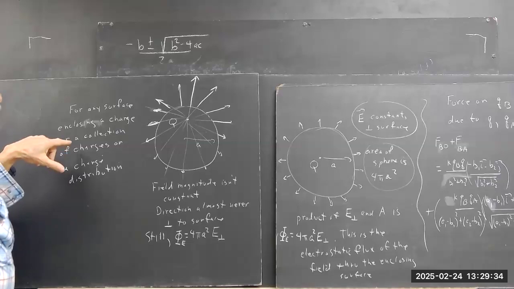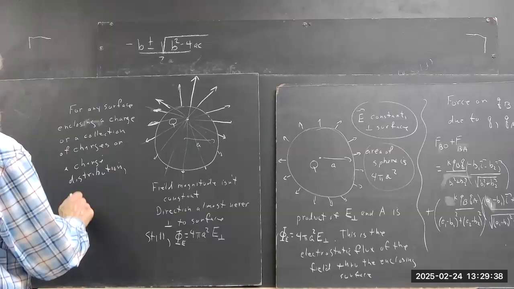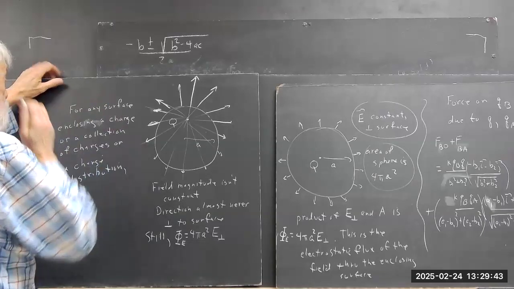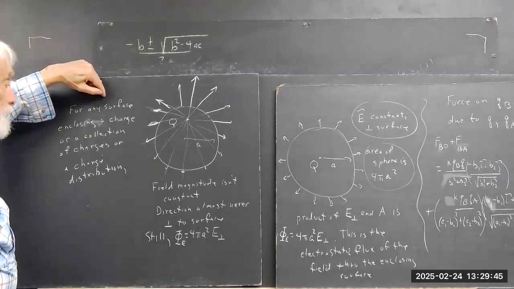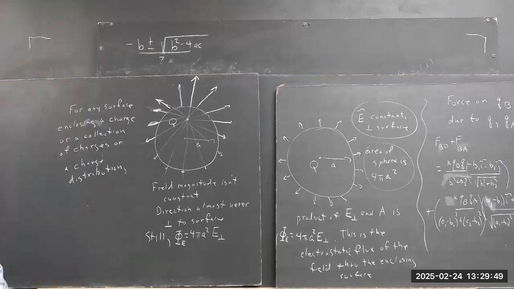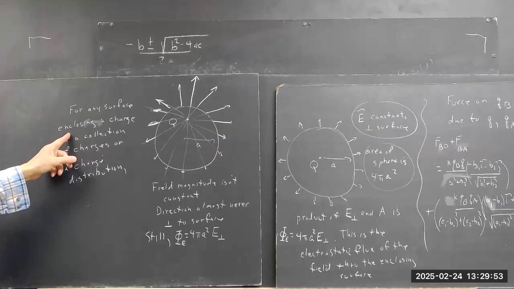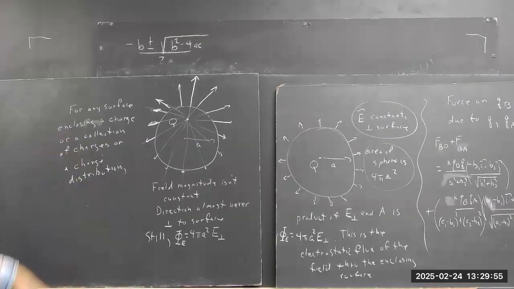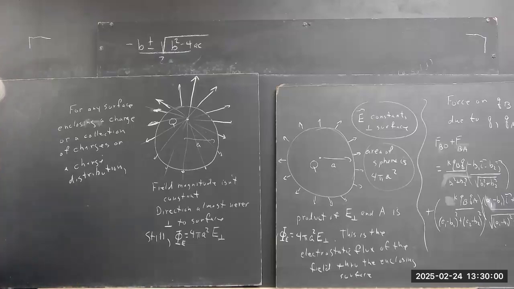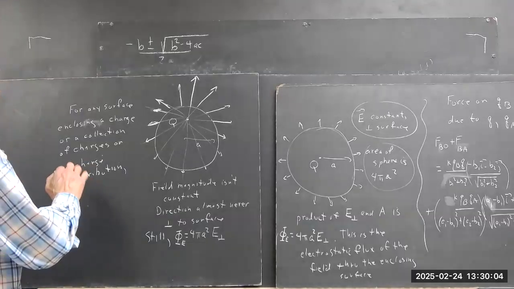For any surface enclosing a charge or collection of charges or charge distribution, when I say enclosing, it has to be a closed surface because only a closed surface can enclose anything. Okay? So I don't have to say it's a closed surface. That's implicit from the fact that it encloses. Now, there could be some topological qualifications in some of this, but we're not going to worry about that.